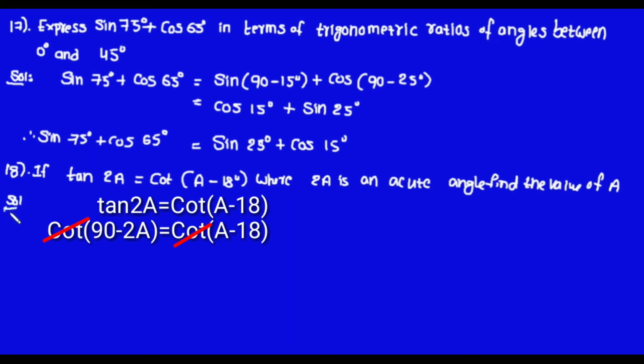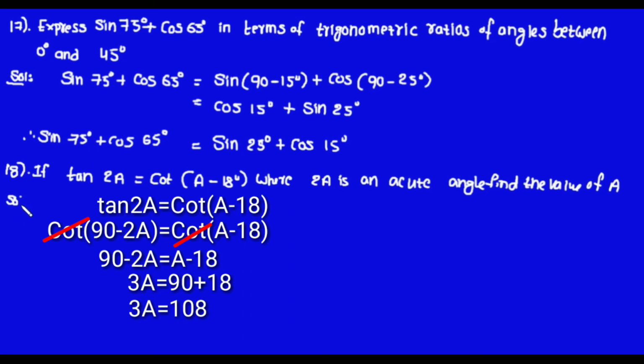Then we will get 90 degrees minus 2a is equal to a minus 18 degrees. After simplification, we will get 3a is equal to 90 degrees plus 18 degrees. That means 3a is equal to 108 degrees. Here we have to find the value of a. So a is equal to 108 degrees by 3, that is equal to 36 degrees. Therefore a is equal to 36 degrees.